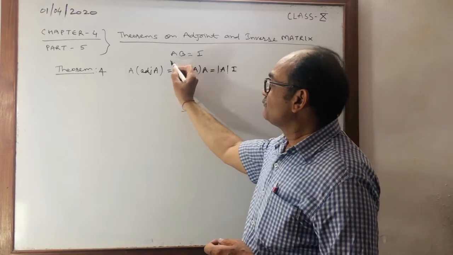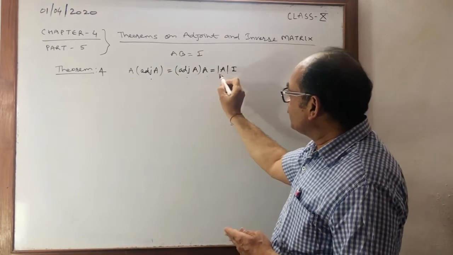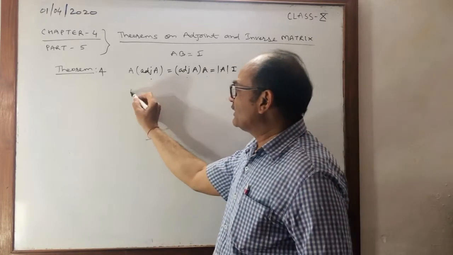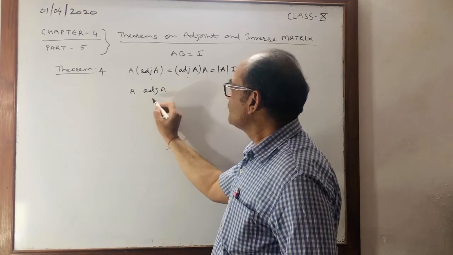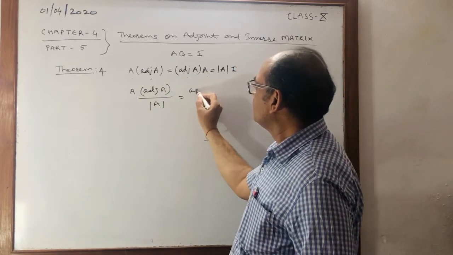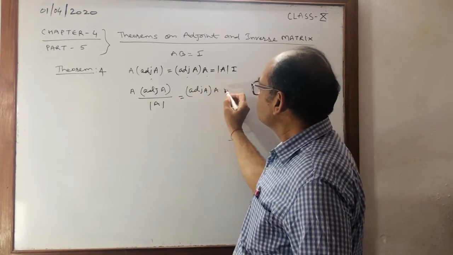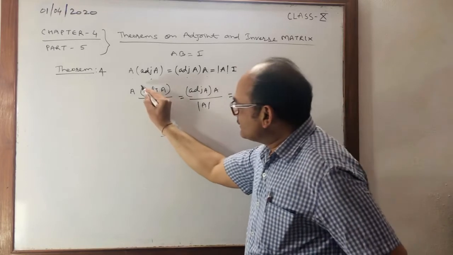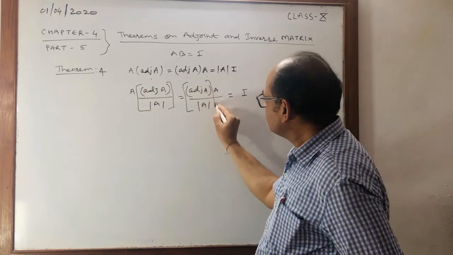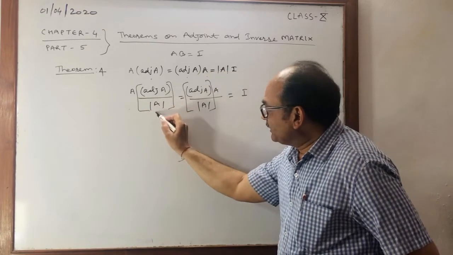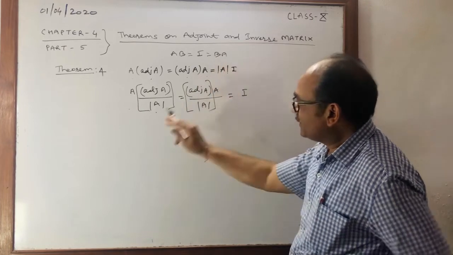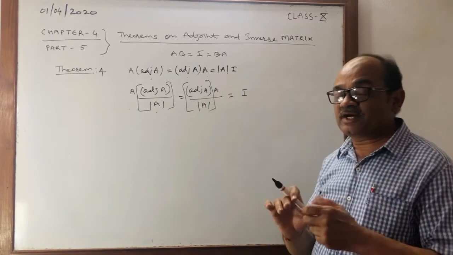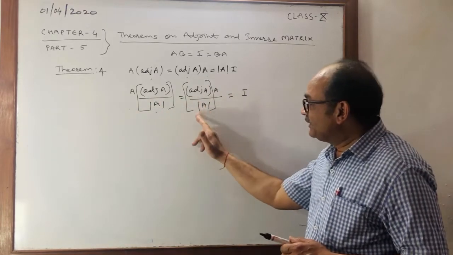If we take the modulus on both sides, A into adjoint A into A equals this one. Suppose we divide the whole by determinant A, then what do we get? A into adjoint of A divided by determinant A equals I. It means this is the separate B matrix, so A into B equals B into A equals I, which we have already covered for square matrices. A is the inverse of B and B is the inverse of A.